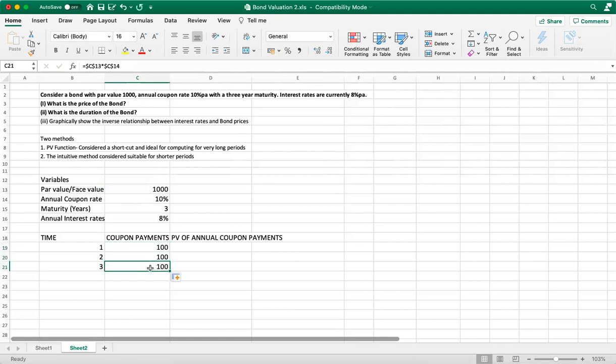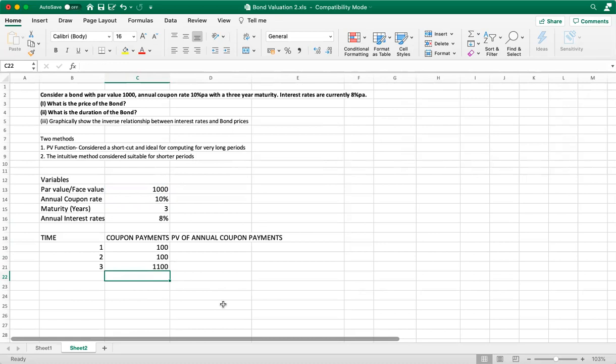Now remember from theory, we said you will receive the coupon payments. Then in the final year, you receive the coupon payment for the final year plus the par value. So in year 3, we need to add 1,000, which is the par value. So I'll put the coupon payments in brackets and then add 1,000. So in year 3, you receive 1,100. So the first principles are done. We've received the coupon payments.